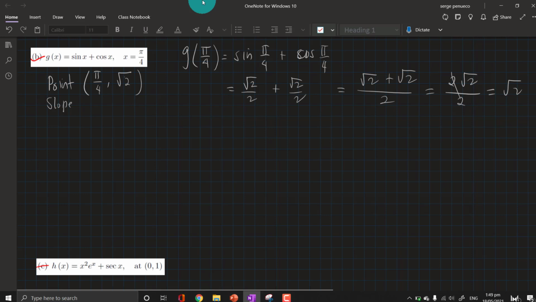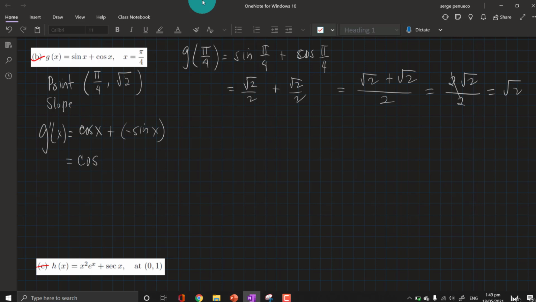Okay? Now, kailangan naman natin makuha yung slope. So, get the derivative of sin x plus cosine x. So, g prime of x is equal to, ang derivative ng sin x ay cosine x. Ang derivative ng cosine x ay negative sin x o plus negative sin x. And then, simplify natin, the derivative is cosine x minus sin x. So, this is our g prime of x. And then, kunin natin yung slope by substituting the value of x in the derivative. So, kunin natin yung g prime of pi over 4.